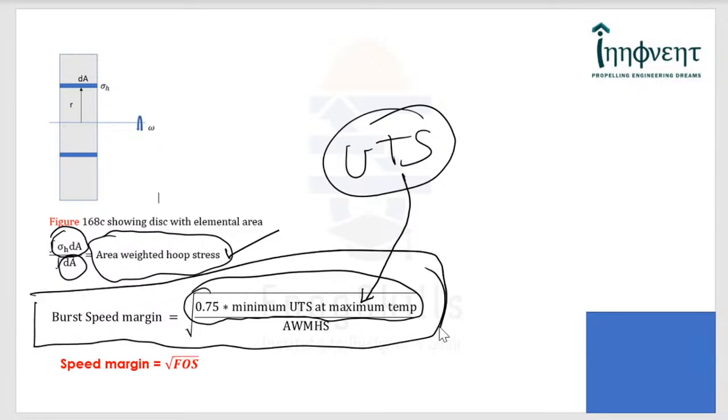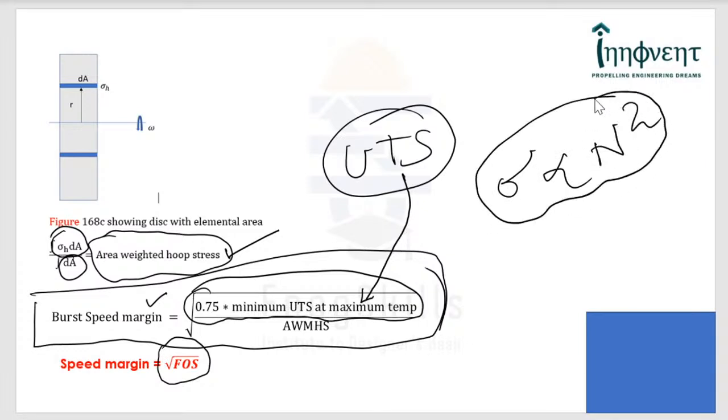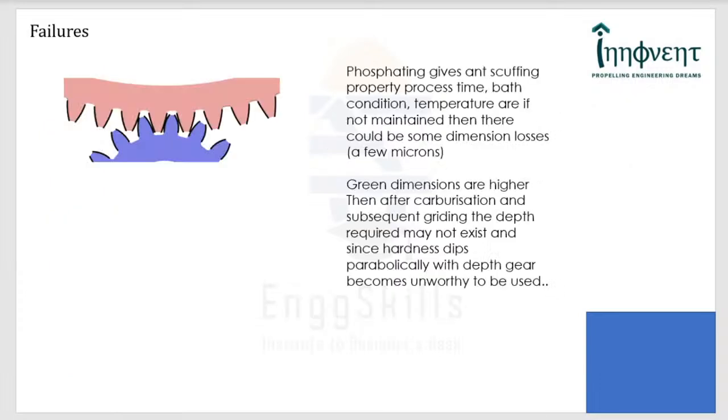When I say burst margin, you must understand that this is the margin to which the turbine disk can overspeed. And why is it proportional to the square of the FOS, or factor of safety? That is because the stresses are proportional to the square of the speed, and therefore the root of FOS gives us the speed margin. Now let us look at a few other cases.